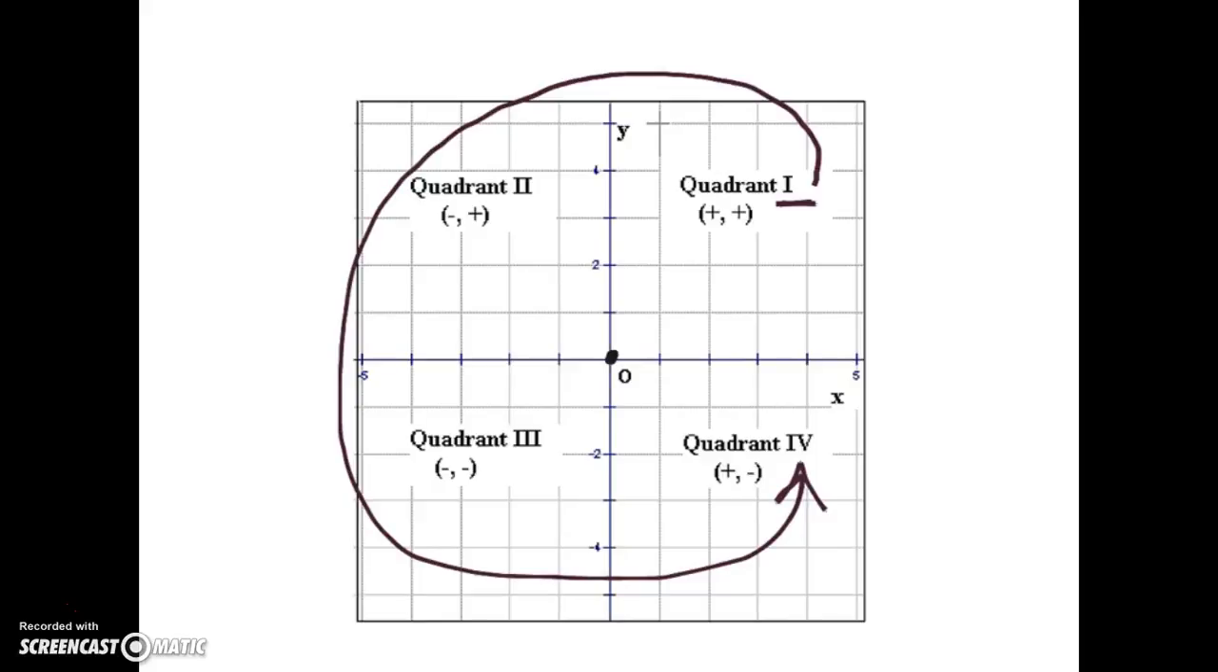I've also included on here, or it's in your book, the signs for each of the numbers. So in quadrant 1, you'll notice that both numbers in the pair will be positive. Over here in quadrant 2, the first number is going to be negative and the second number will be positive. Quadrant 3, both numbers will be negative. And then quadrant 4, the first number will be positive and the second number will be negative.